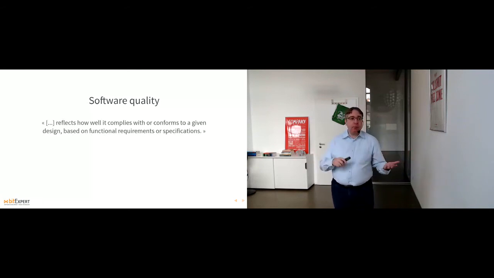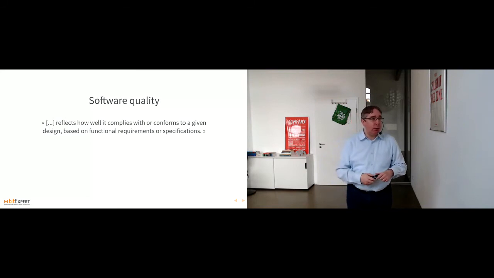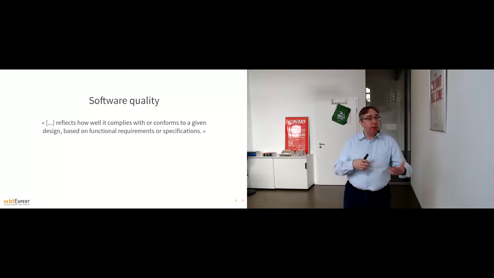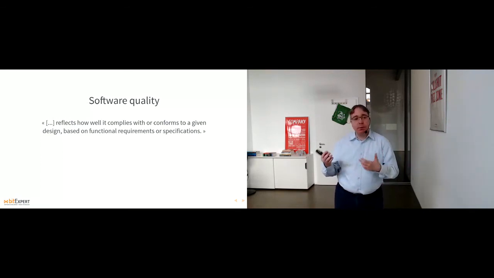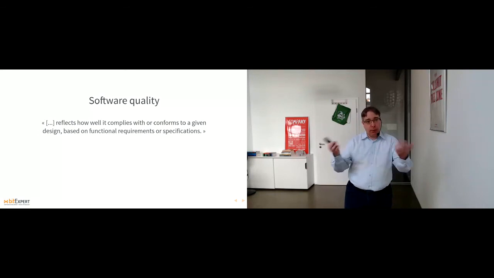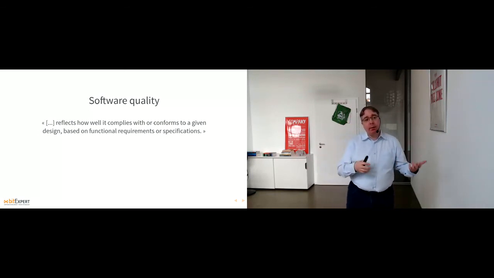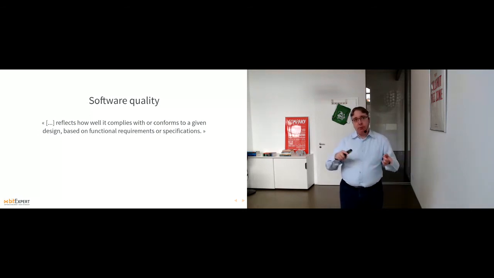So the one side of the coin is that software quality defines how well the application you've been building conforms or complies with the given design, the given functional requirements, or the specifications from the customer side. So meaning, how well did you implement what the customer really wanted? Now, if that's the thing that he really, really wanted, that's a different story. But the question is really like, how close are you to the specification?